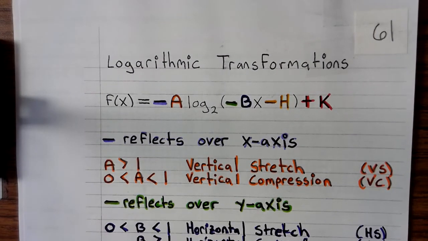Logarithmic transformations, page 61. When f of x equals negative a log base 2 of parentheses negative bx minus h, plus k, the negative in front of the a reflects over the x-axis. When a is greater than 1, it's a vertical stretch. When a is greater than 0 but less than 1, it's a vertical compression.